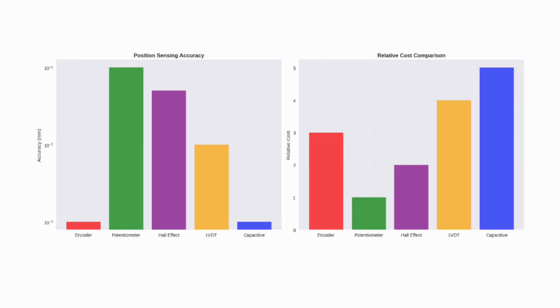The position sensing accuracy of encoder, potentiometer, Hall effect, LVDT, and capacitive is given on the left, and on the right the relative cost comparison is given between all these mentioned, where the relative cost goes quite extensive when capacitive kicks in.